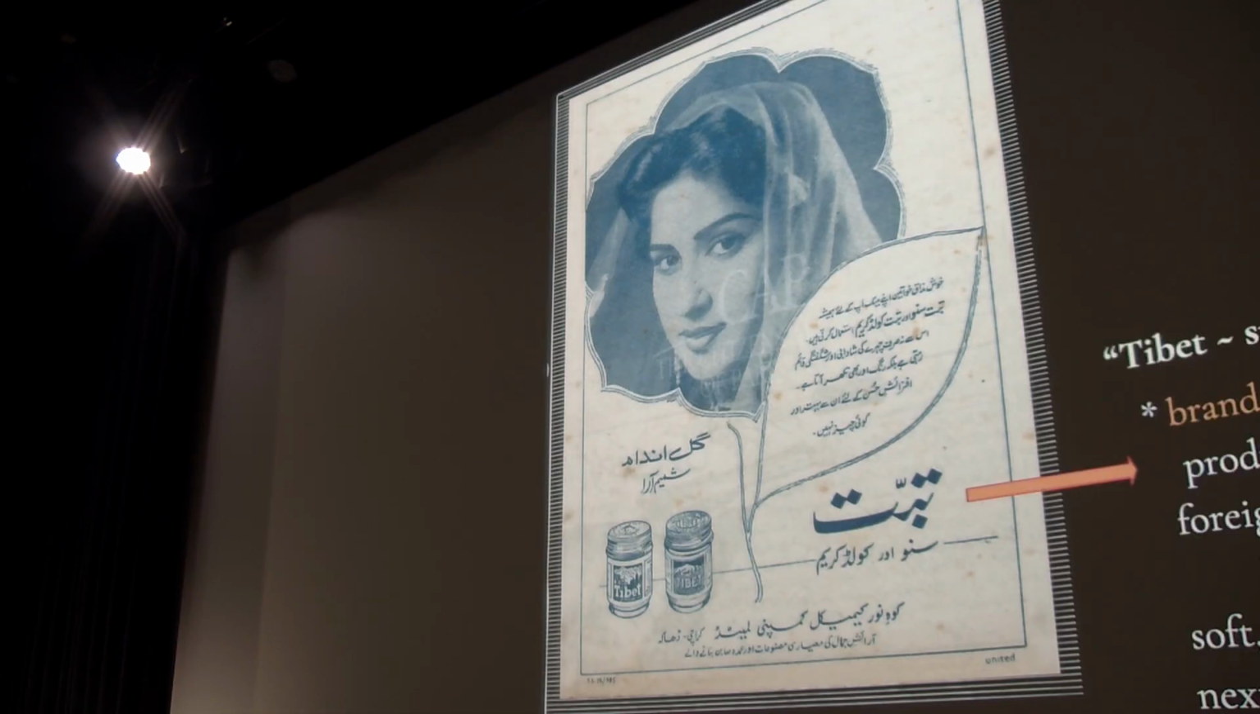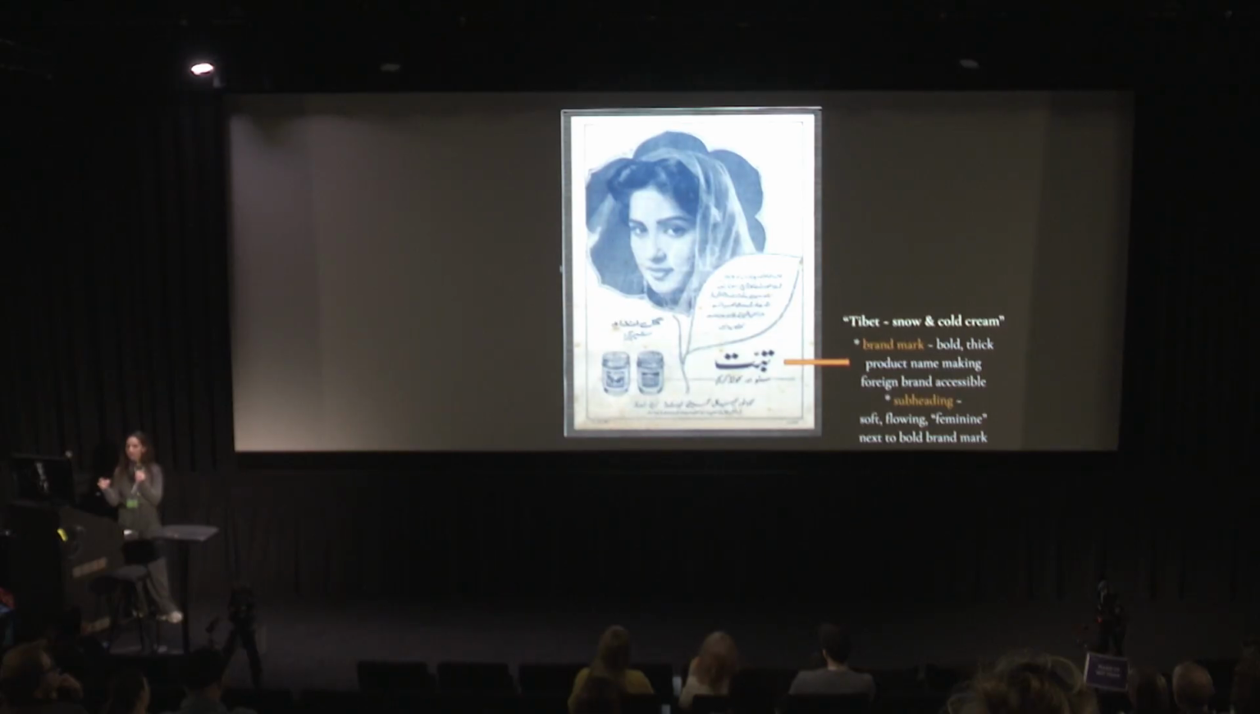Here we see how the product name Tibet, again, is written in a very bold, heavy stroke, very solid, almost like a logo once again. And that thickness gives the brand a sense of confidence. But because it's written in Urdu, it also makes an outside product once again feel very familiar. And just below it, the words snow and cold cream are written in a softer, more flowing style. The strokes are lighter, more delicate, what we might call a feminine rhythm next to the boldness of the brand mark. And the contrast between the two visually performs the tension between softness, modernity, and modesty.